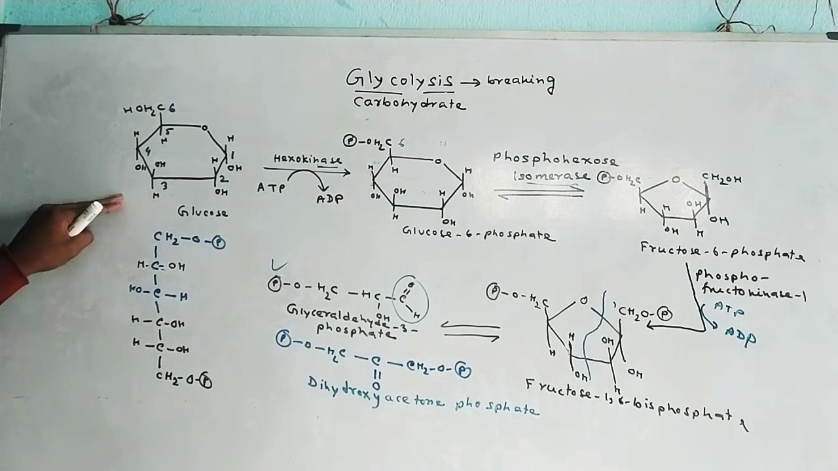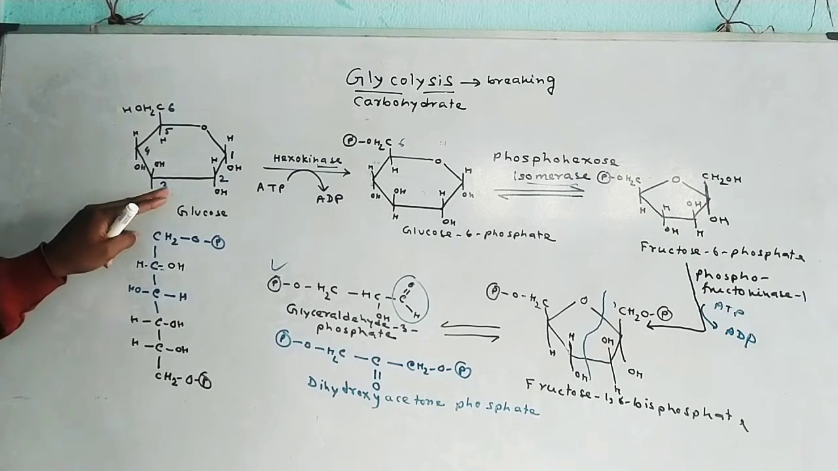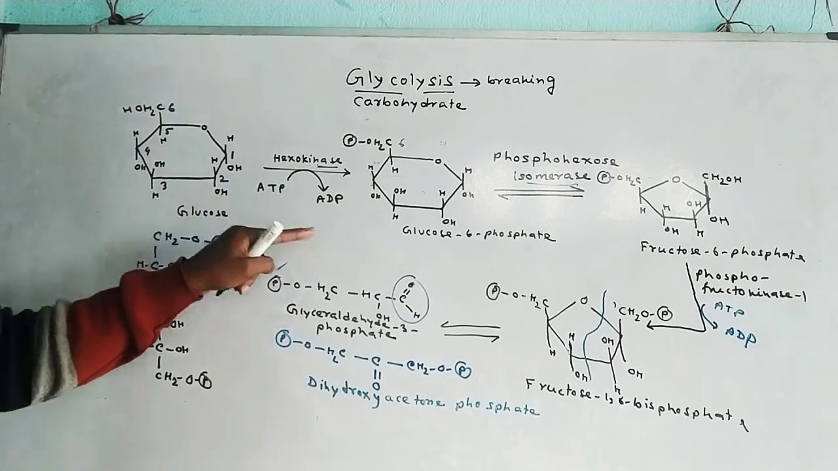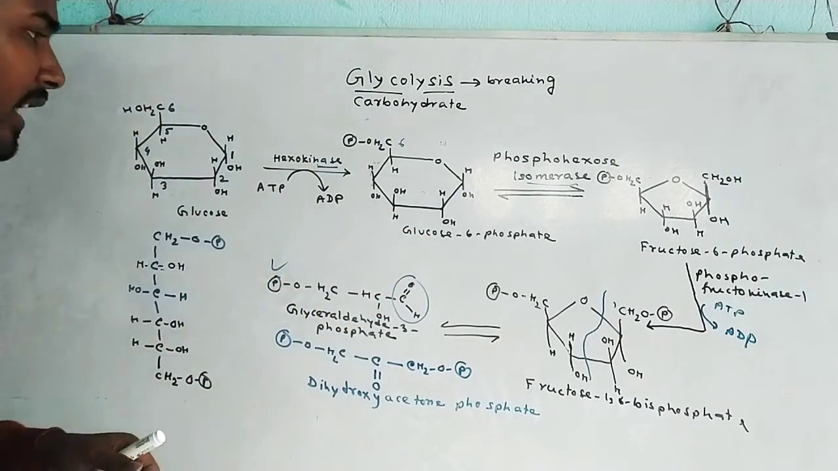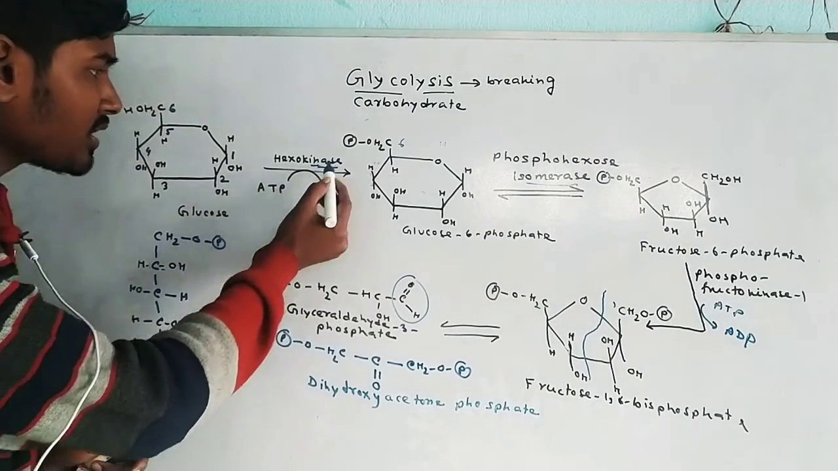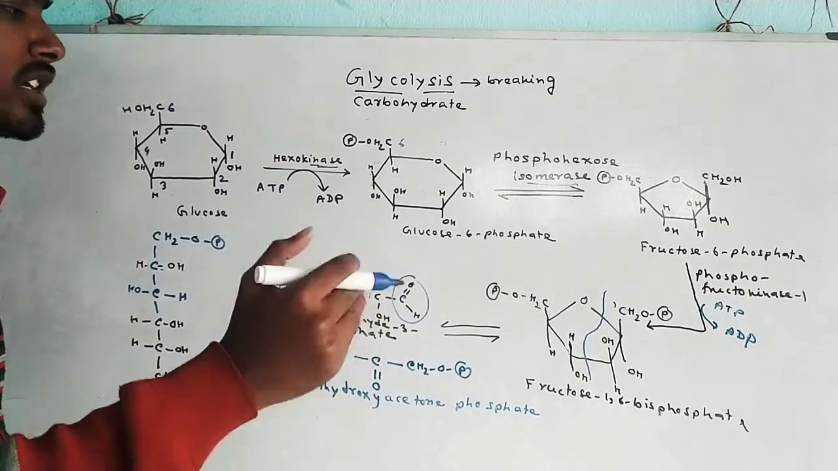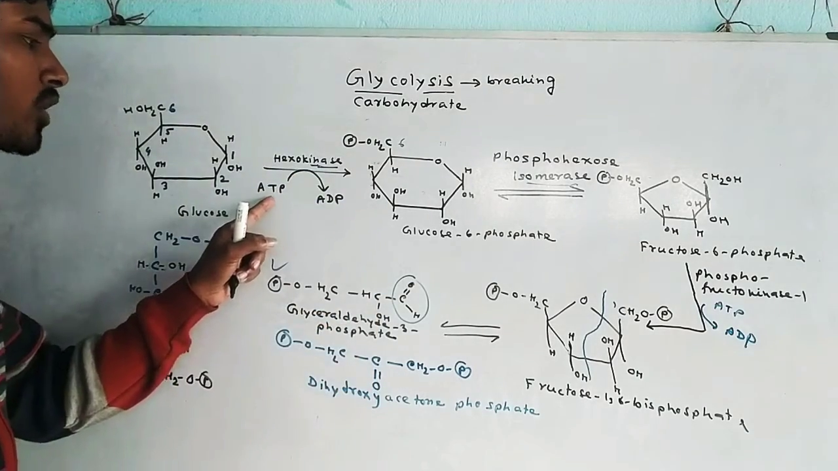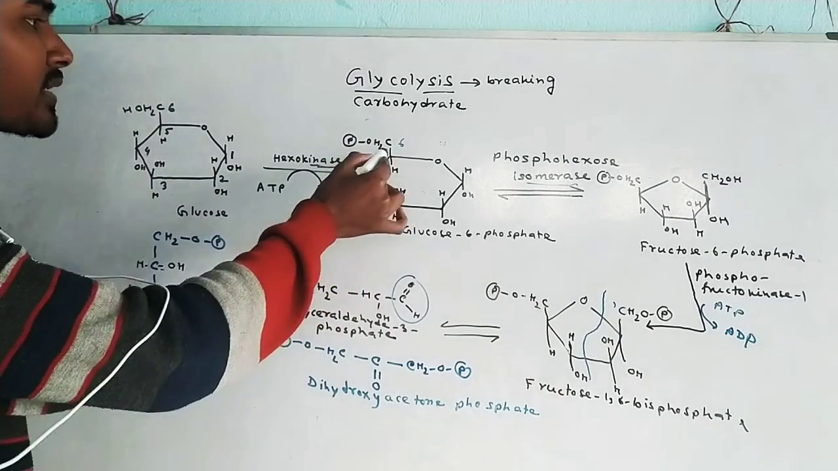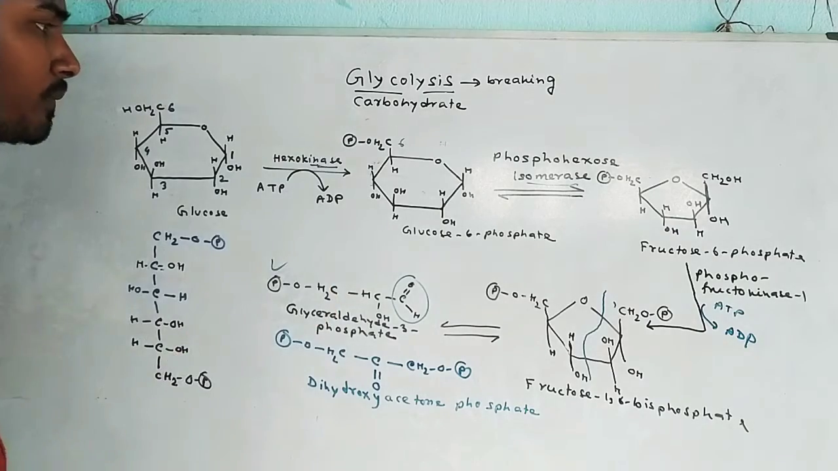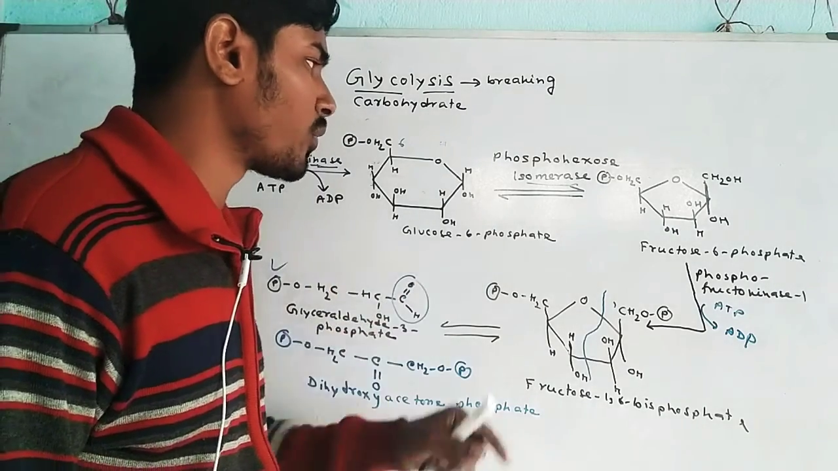Here you can see that in the first step, glucose is converted to glucose 6-phosphate by the action of the enzyme hexokinase, and here kinase means ATP will be hydrolyzed or generated. So one molecule of ATP is hydrolyzed to ADP and the inorganic phosphate is attached to the 6th carbon. Okay, so that is glucose 6-phosphate.